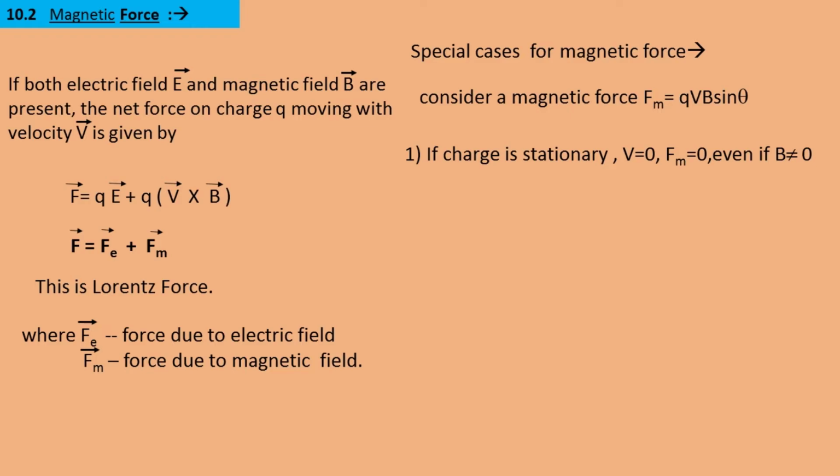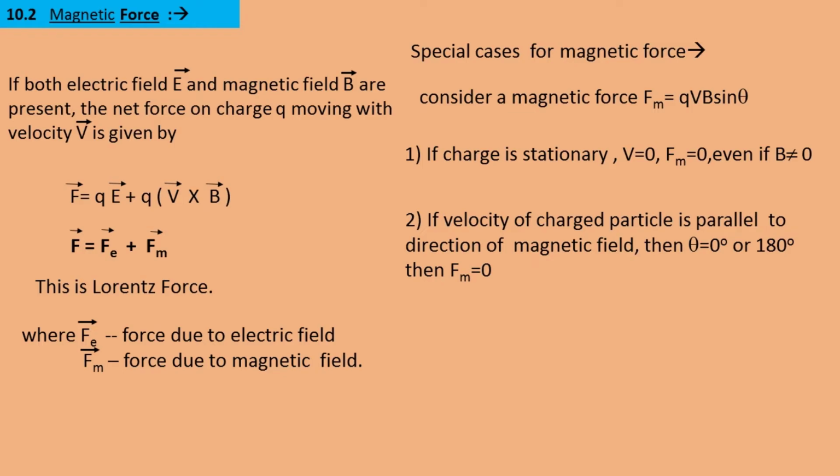Even if the magnetic field is not 0, the above equation becomes Fm is equal to 0. This means a stationary charge in a magnetic field experiences no magnetic force.